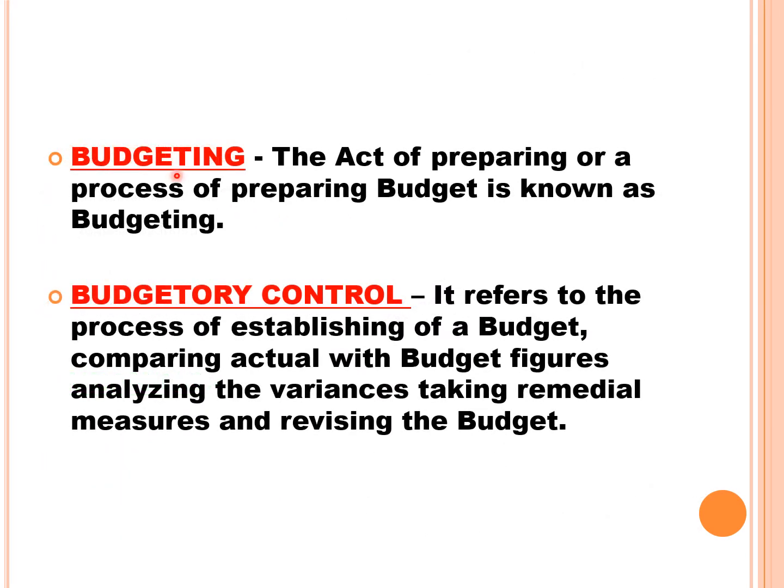Next, budgeting. The act of preparing, or the process of preparing, a budget is known as budgeting. The act means the process of preparing. That means you get into action and start doing the budget. Budget is a statement, a document that shows the planned income and expenditure. Doing that is called budgeting.